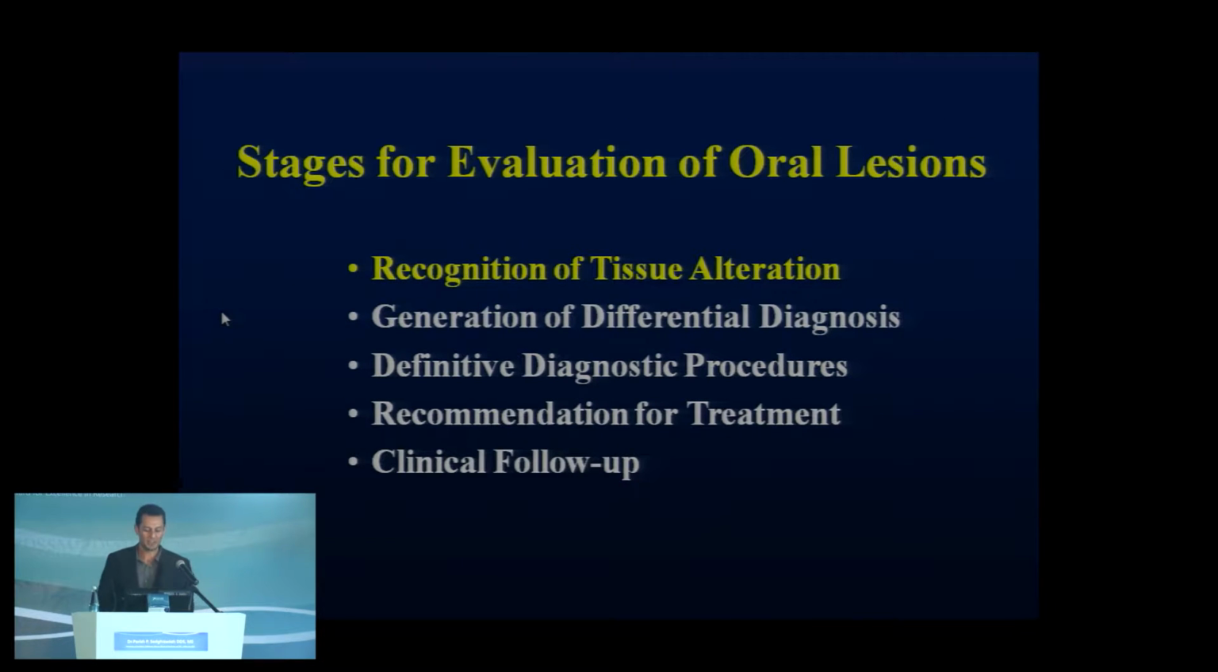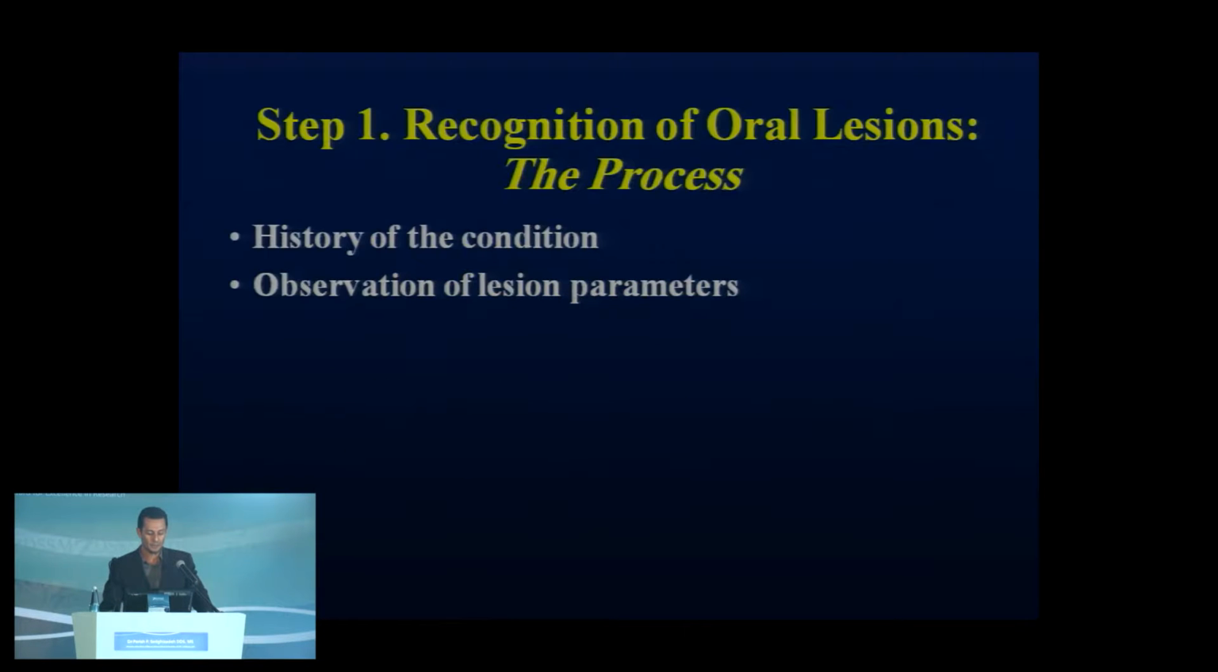So the first thing, stages of evaluation of oral lesions. The first thing I want to talk about is recognition of tissue alteration. When you do an exam and you see something, an oral lesion, there is actually a process involved. And a lot of times we learn throughout our training that oral pathology is difficult, it's hard, and you have to memorize lots of different pictures, and if you don't know what the lesion looks like based on what it matches to the picture, you get confused, and that's not actually how a good diagnostician or clinician approaches diagnosis.